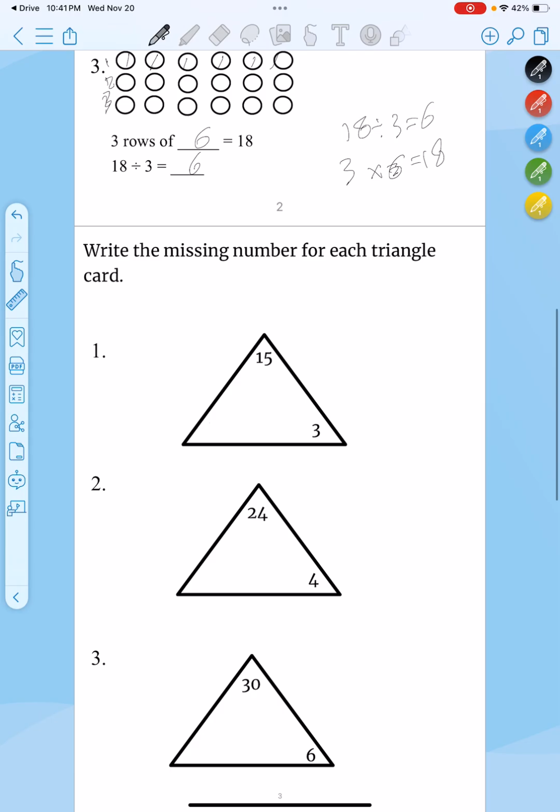Find the missing number. The missing number here would be 5, since we are trying to figure out a number that we can multiply together to get 15, or we're trying to divide to get number 5, or we could also, here again, divide this to get number 3.